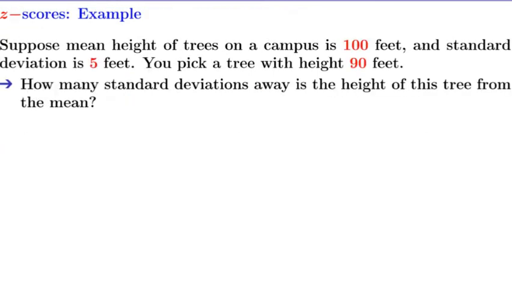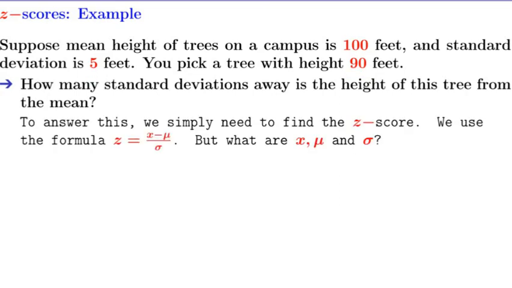So now let's look at some examples. Suppose the mean height of trees on campus is 100 feet and the standard deviation is 5 feet. You pick a tree with height 90 feet. How many standard deviations away is the height of this tree from the mean?